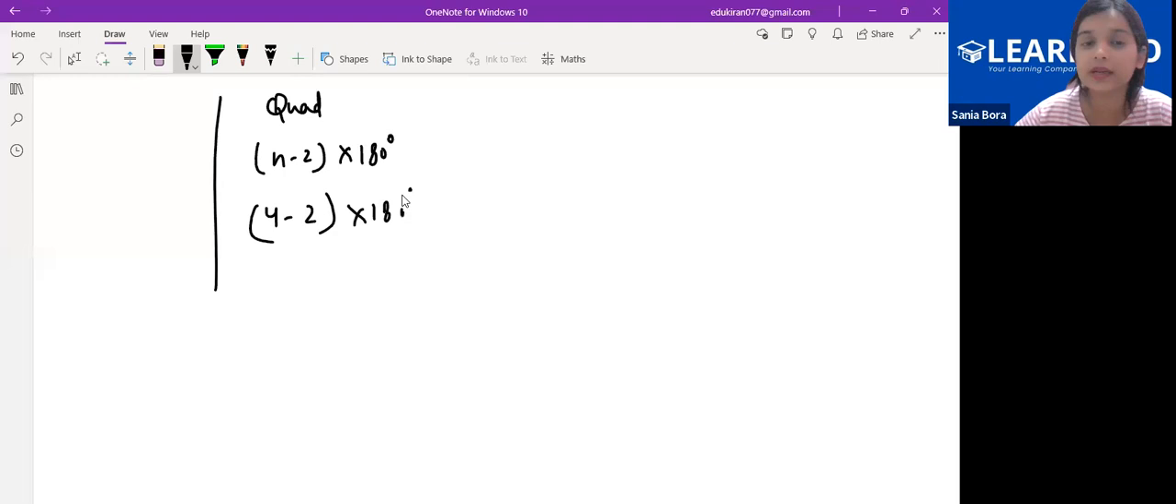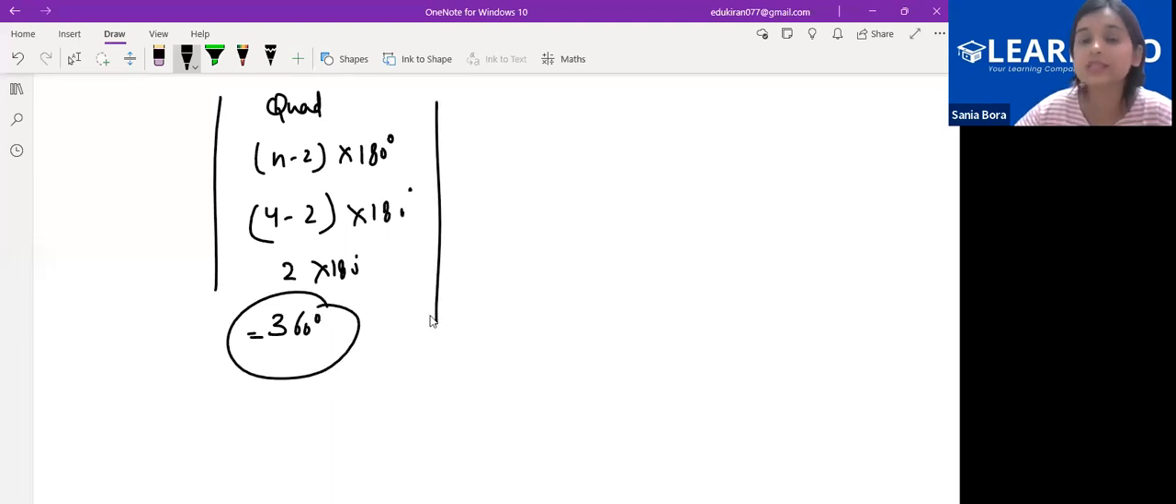I can't hear you. 4 minus 2 is 2. 2 multiplied by 180 gives you 360. So this is 4. Similarly, I can ask you to find it for a pentagon. So similarly, n minus 2 multiplied by 180.